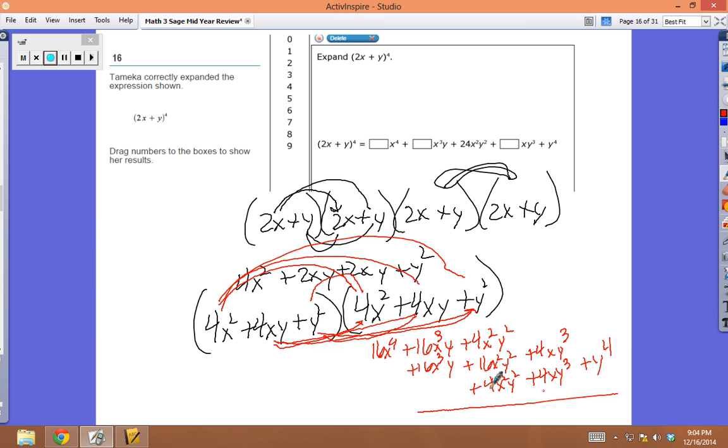So if I add up all my like terms, I'm going to have a total of 16x to the fourth. Plus how many x cubed y? 16 and 16, that's going to be 32. Plus the 24x squared y squared, and that gives me 24, so I'm good. They want to know how many xy cubed. I got 4 and 4, so that should be 8.